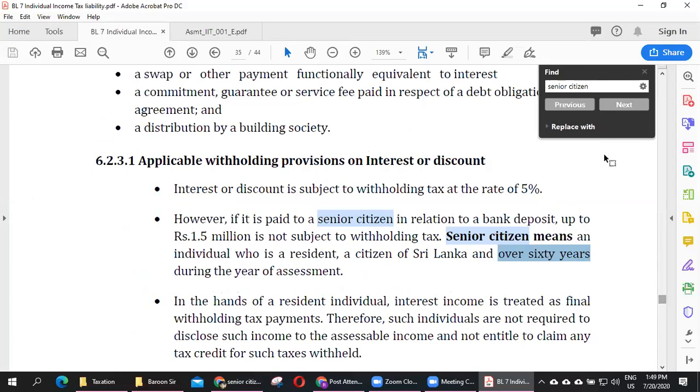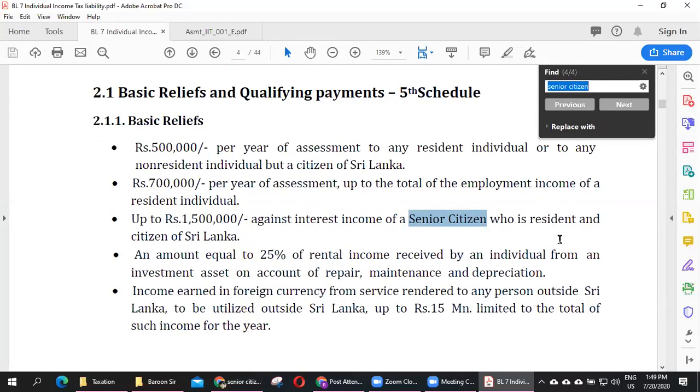The senior citizen means a person whose age is more than 60 years. According to the previous act, it was 59 years old, right? Now according to the new act, the age is 60. The person whose age is above 60 years is considered a senior citizen, and the government has given some exemption for interest income, right? Because they don't have any other source of income.